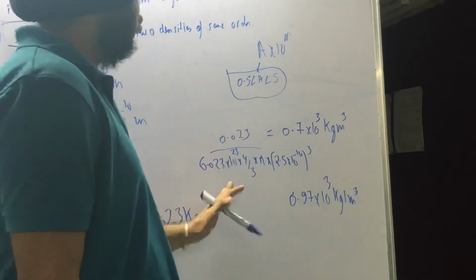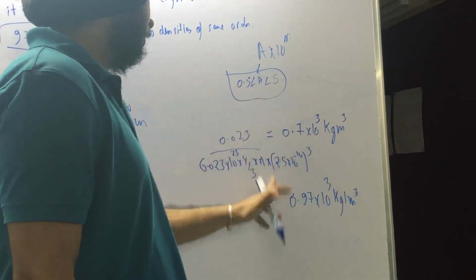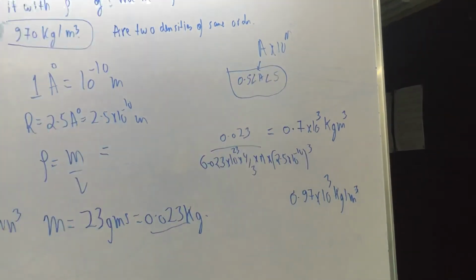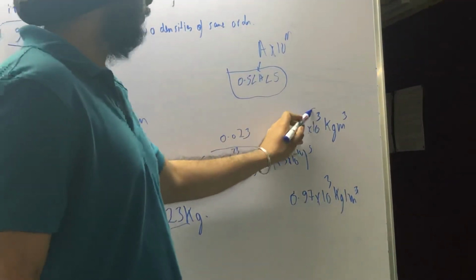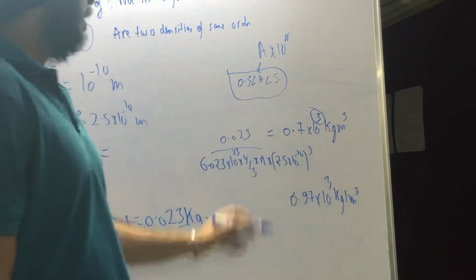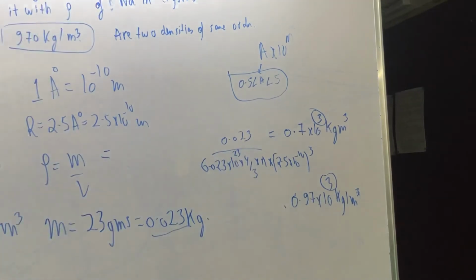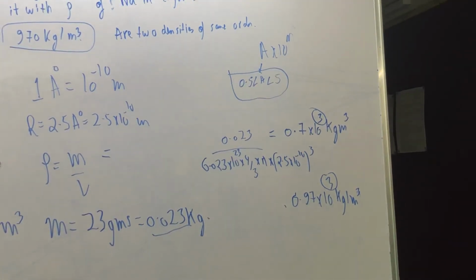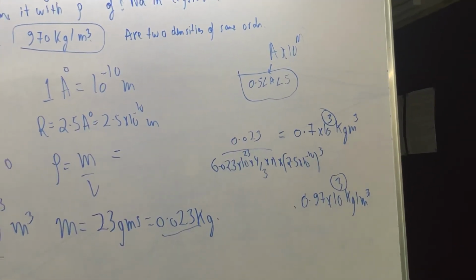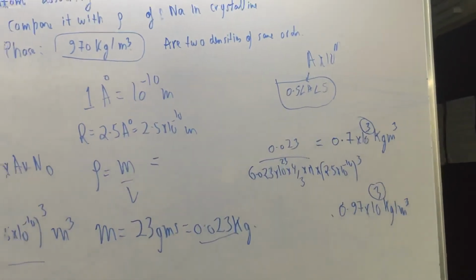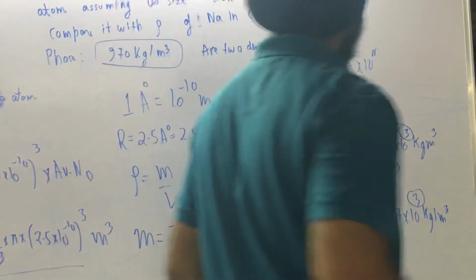So A is 0.7 for this one, it lies between 0.5 and 5, so order will be 3 for this one, and the order for the second case is also 3. So can we say that both have the same order? Yes. Okay, so the answer is yes, they both have the same order of magnitude. Okay, let's do the next question.